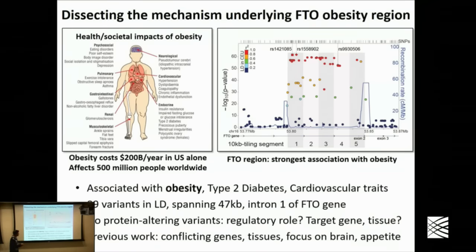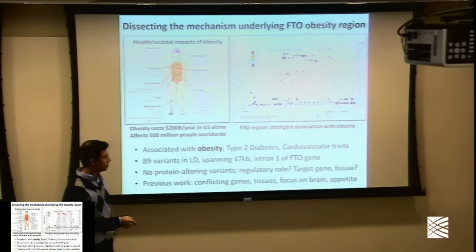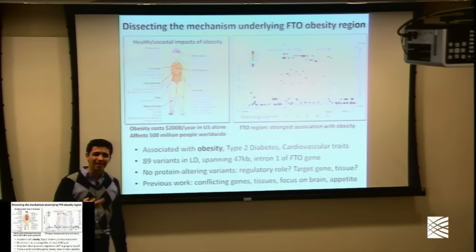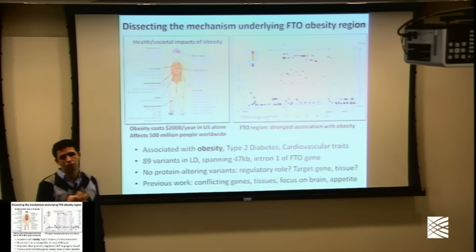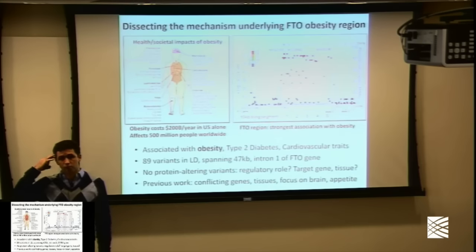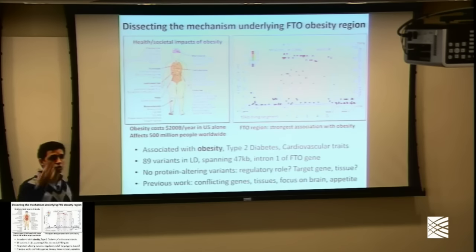So given that there's no protein altering variants, people have hypothesized a regulatory role. But there's been a lot of debate about what is the target gene and what is the tissue in which it acts. There have been predictions that are very highly conflicting with each other. And very conflicting genes, very conflicting tissues. And there has been a focus on brain and appetite. And the idea is that, of course, obesity is associated with what you eat and how much you exercise. And therefore people said, okay, well, it must control the brain somehow. And that's what sort of causes you to exercise less or to eat more, and so on and so forth.